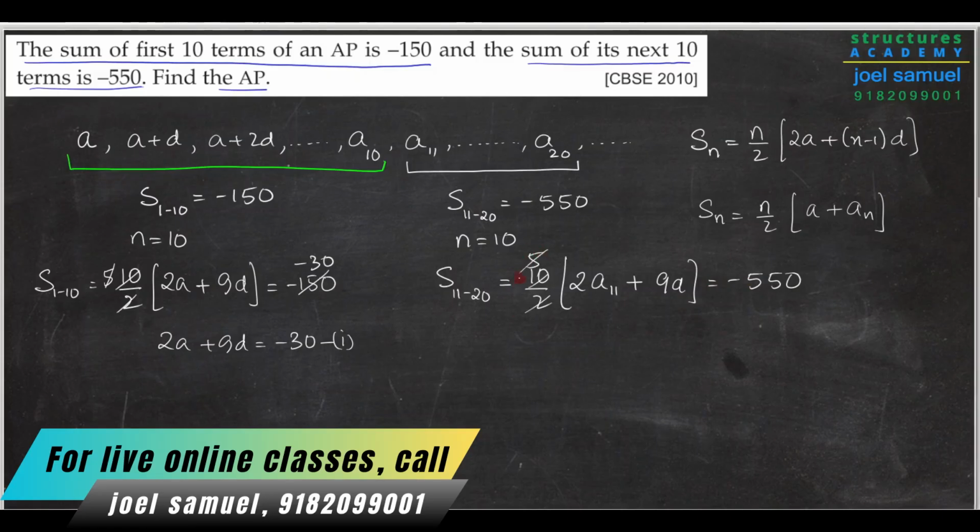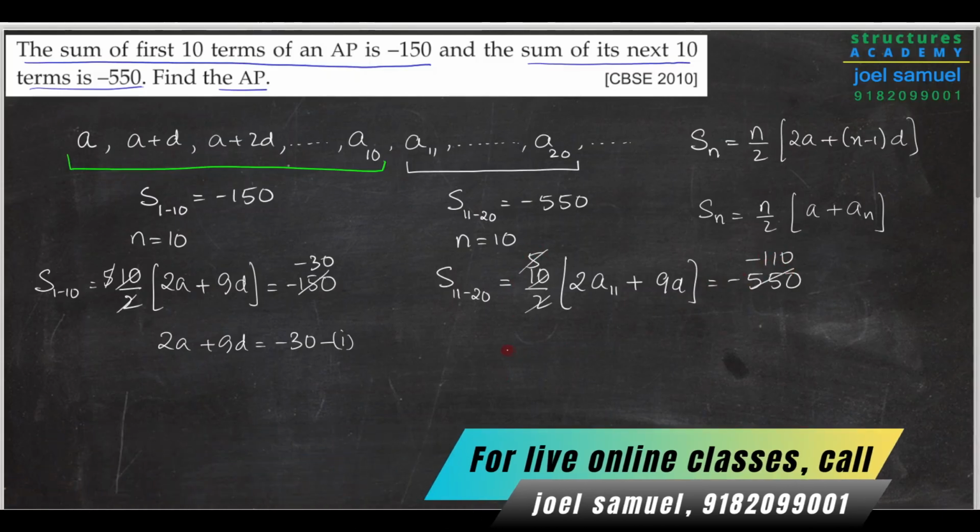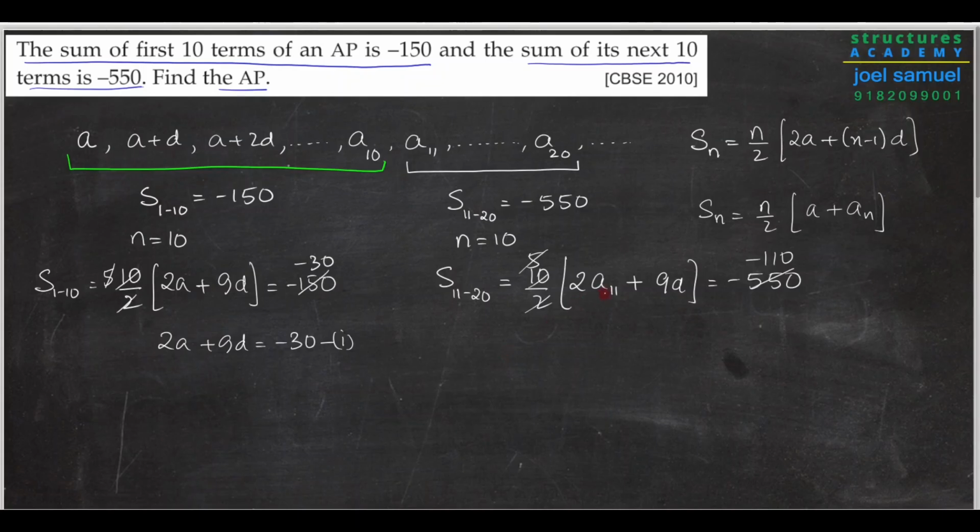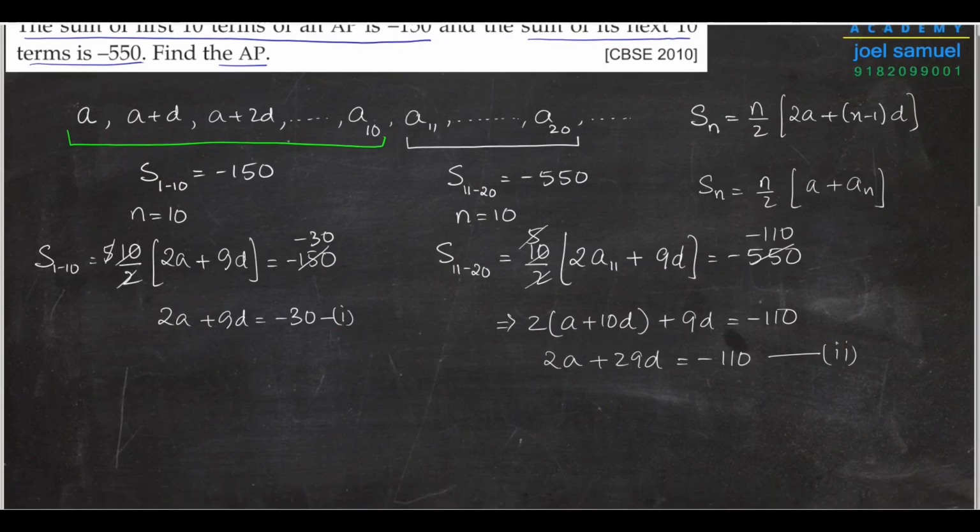So I'll cancel this: 5 times, and this goes minus 110. And what I would do with 2 into a11 would be 2 into (a plus 10d), plus 9d, is equal to minus 110. So this would become 2a plus 20d plus 9d, which is 2a plus 29d, equal to negative 110. Let's call this equation number 2. Since both equations have 2a, let us directly solve them simultaneously. 2a plus 9d is equal to minus 30.